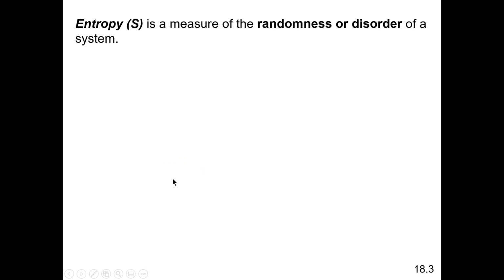So we need to spend some time talking about what entropy is. So what is entropy? Entropy, which is symbolized by the letter S, traditionally, is a measure of the randomness or disorder of a system. So the more random or disordered a system is, the greater is its entropy. The greater the order, the lower the entropy, and vice versa. Greater disorder, the greater the entropy. All right. So entropy is a state function. We'll talk about that later on.